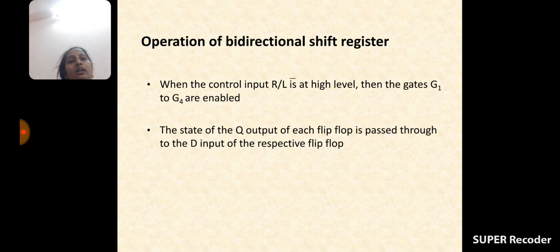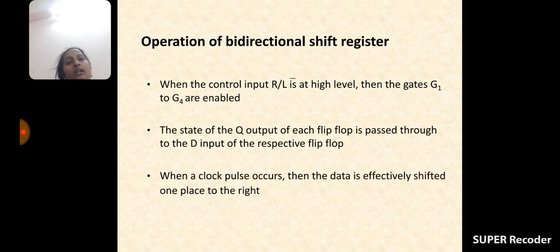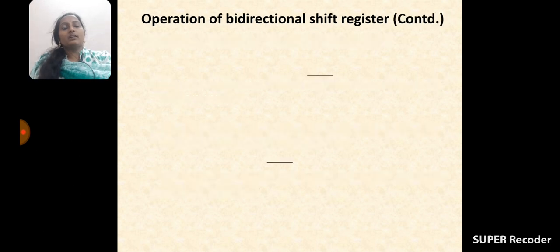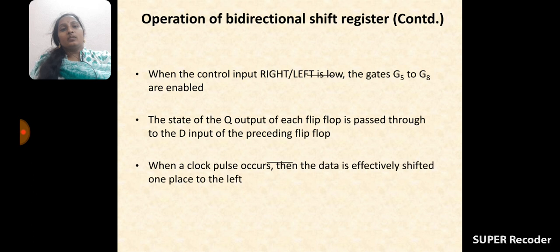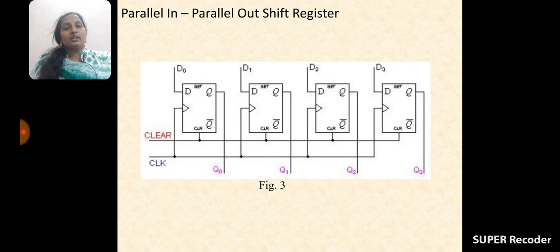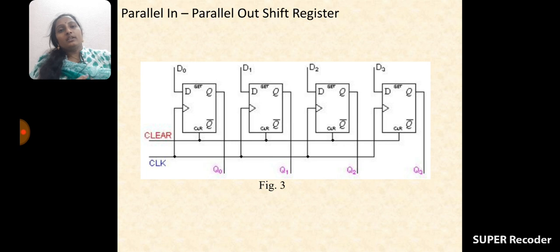And see here, already I told you, if R by L is at high level, gate 1 and gate 4 are enabled and the Q output of each flip-flop is passed through to the D input of the respective next flip-flop. If R by L is at low level, the data is moved from right to left. Okay, and see here, this is the last one, the parallel in, parallel out shift register.